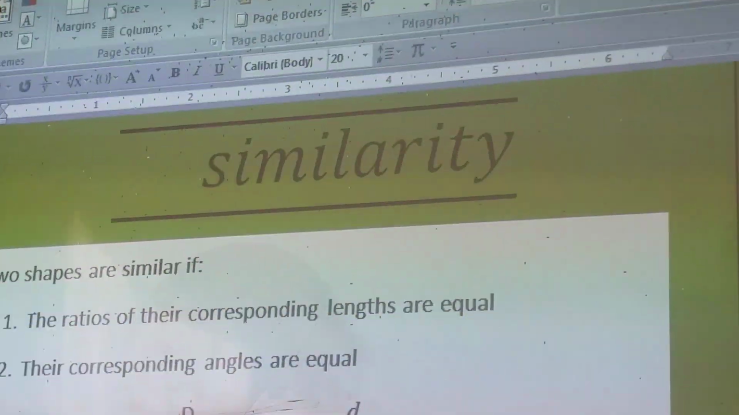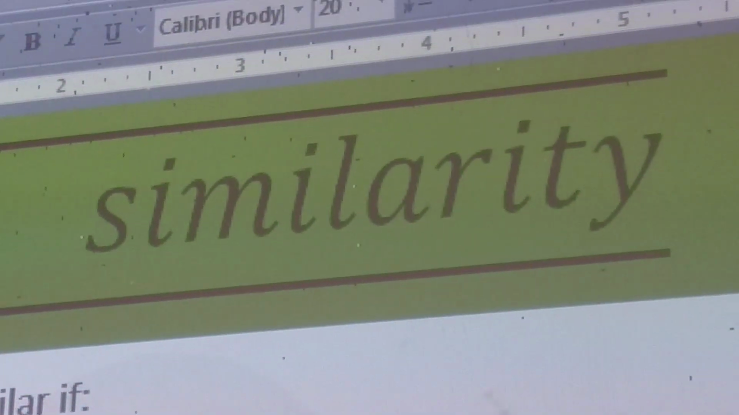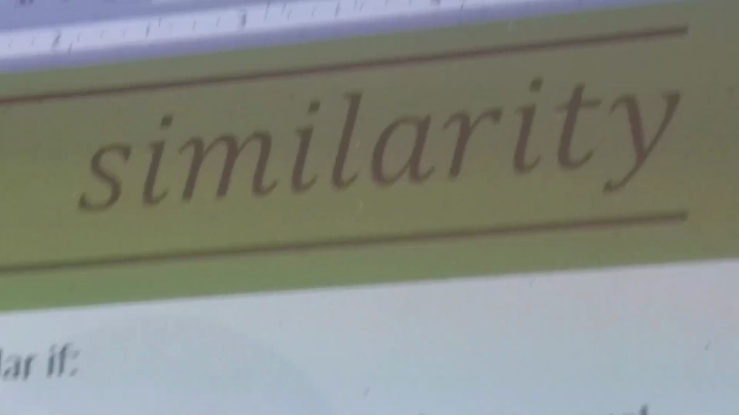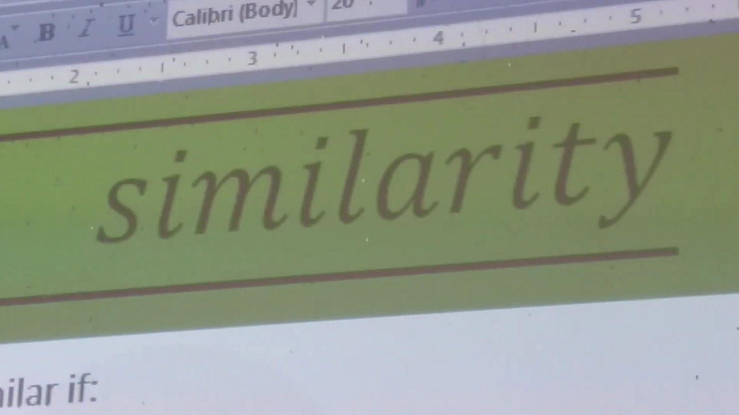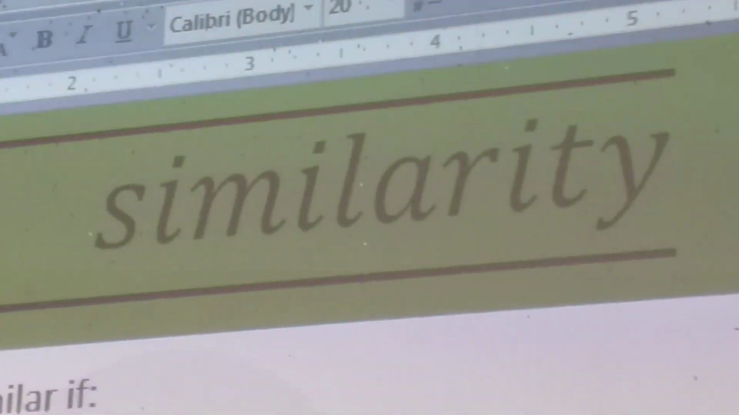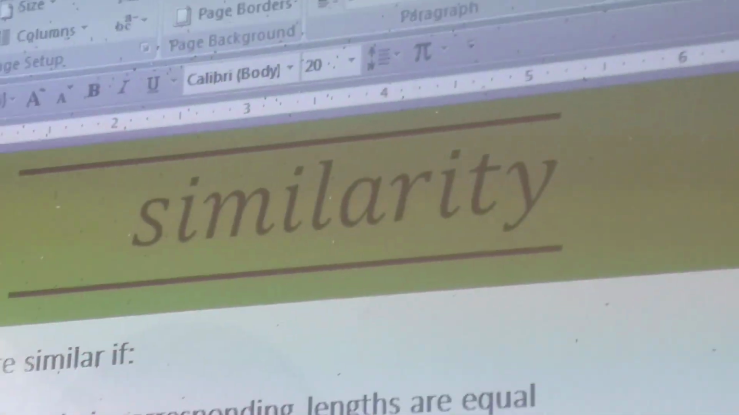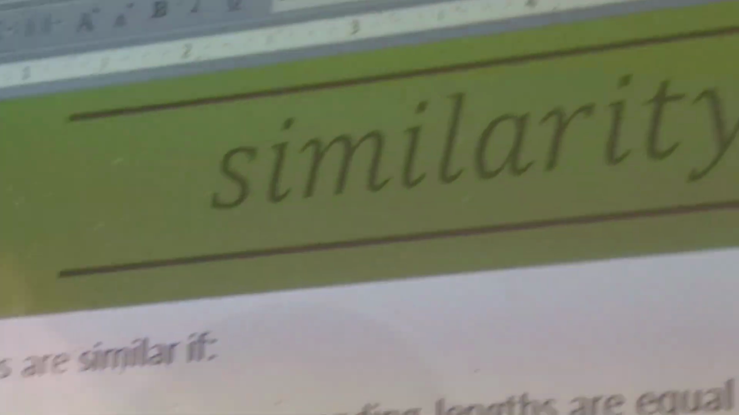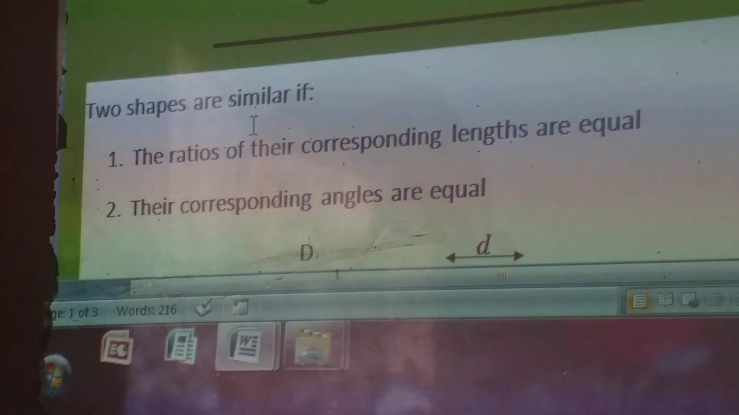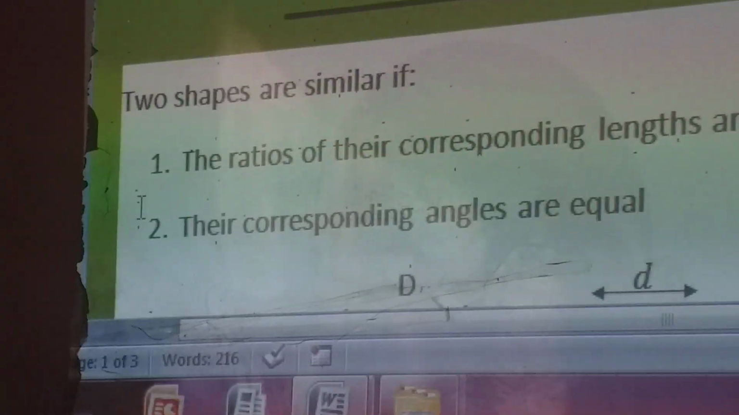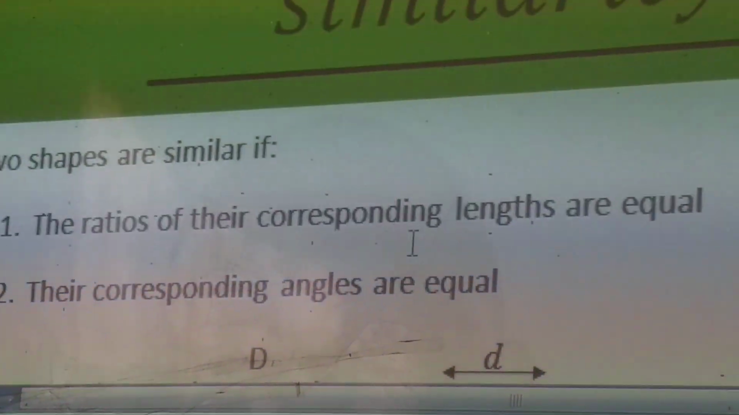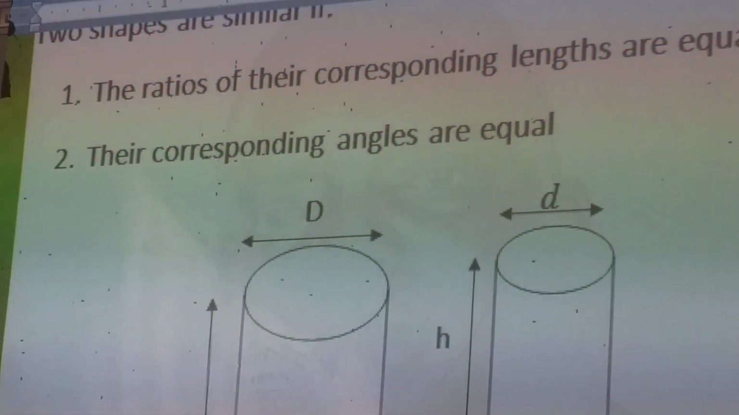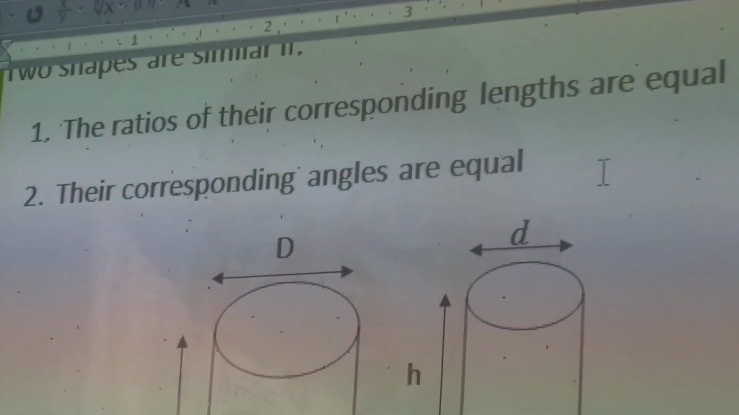We now go on to the new topic, which is similarity. While preparing for a test, you must get ready for a test on equations and formula and change of subject or formula. Right, similarity. On similarity, we are saying two shapes are similar if, one, the ratios of corresponding lengths are equal, two, their corresponding angles are equal.